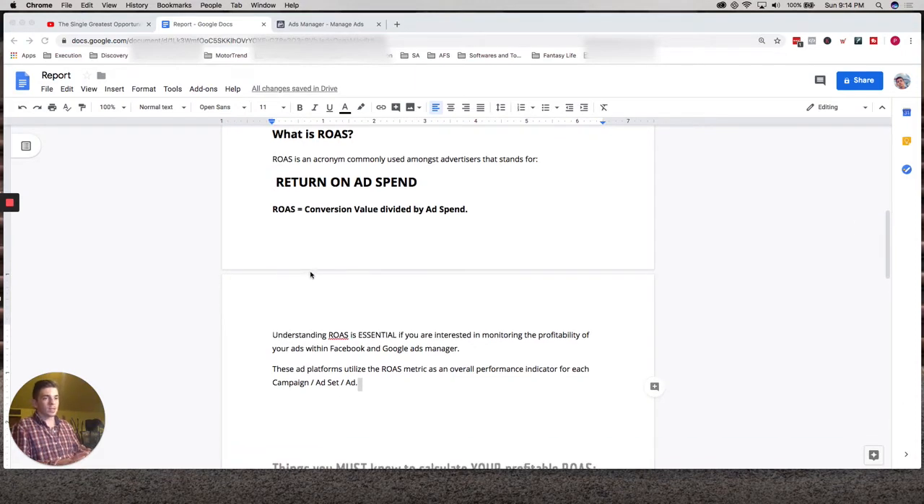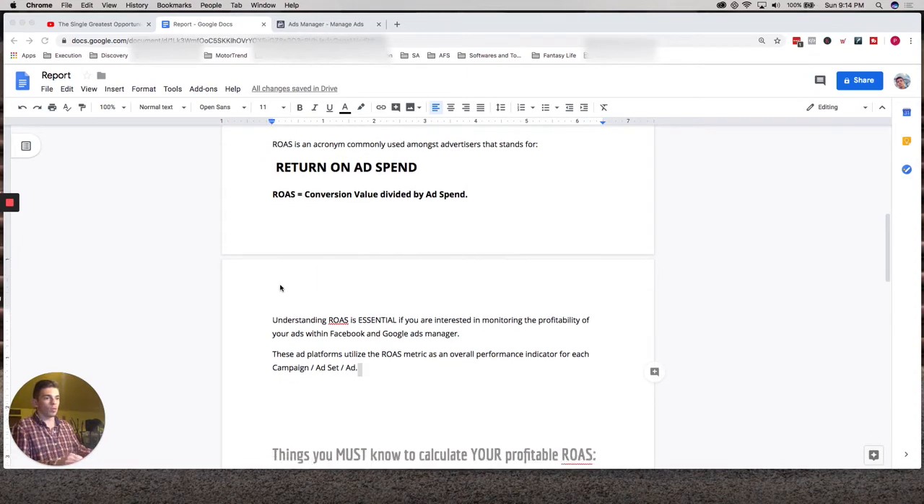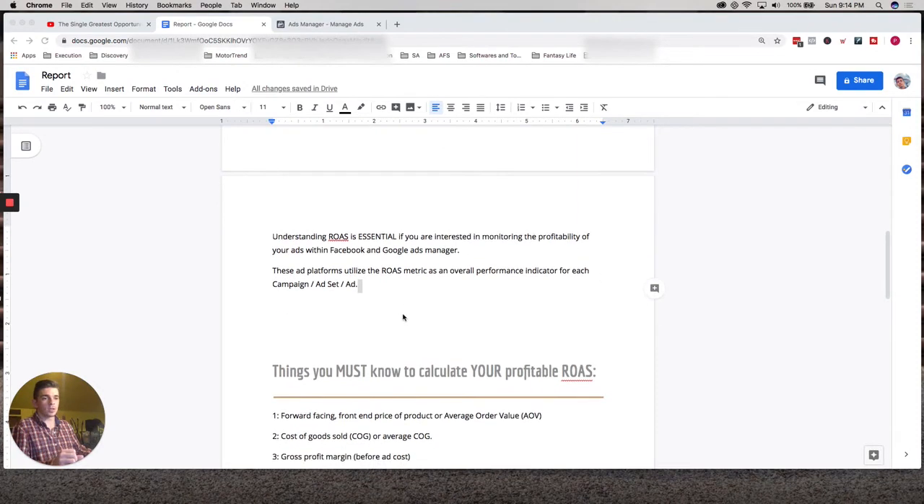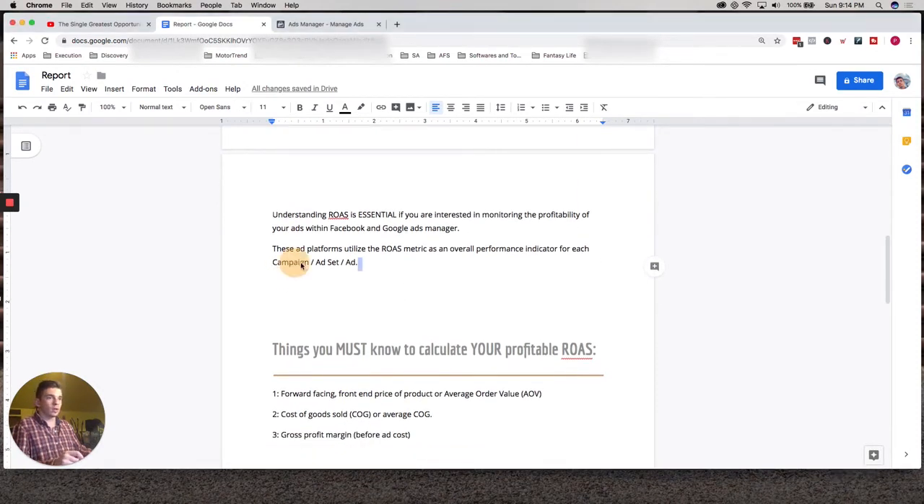But that doesn't help you if you don't know what to look for. What is the indicator that your ads are performing at a profitable level for you? Understanding ROAS is essential if you're interested in monitoring the profitability of your ads, right? Well, here's the cool thing. Campaign level, ad set level, and ad level all show ROAS.